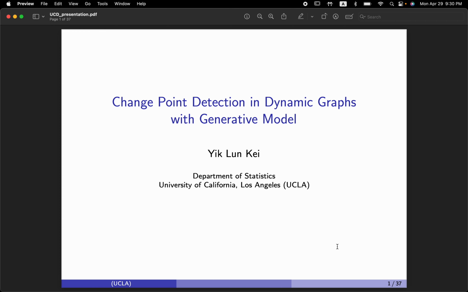Hi everyone, my name is Yiklun, and in this presentation, I'm going to talk about change point detection in dynamic graphs with a generative model.